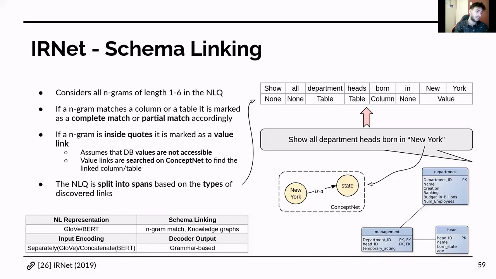So you can see in this example, we have New York, which is inside quotes and has been marked as a value link. And if we search New York in ConceptNet, we will get the result that New York is a state. So we can then search state in the database schema, and we can match it to the column born state in the table head.